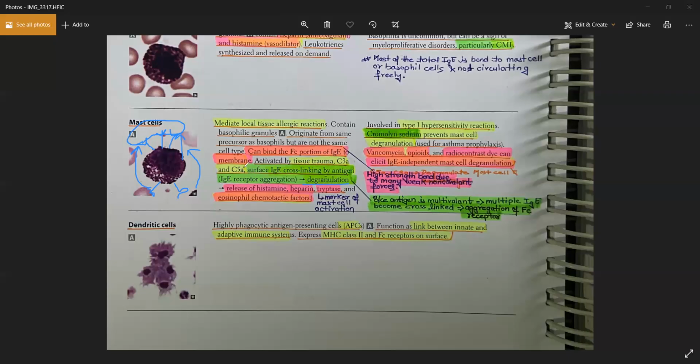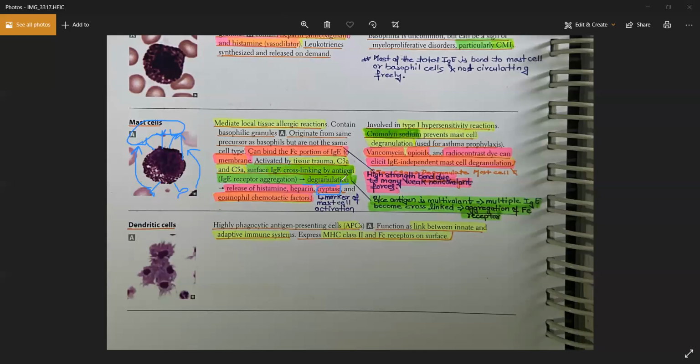Remember these two steps: one is receptor aggregation and the second is receptor cross-linking. Then you can have the mast cell degranulation. After the degranulation, these mast cells will release histamine, heparin, and tryptase, and tryptase is the marker of the cell activation. Whenever you have a mast cell activation, you will have a high level of tryptase.